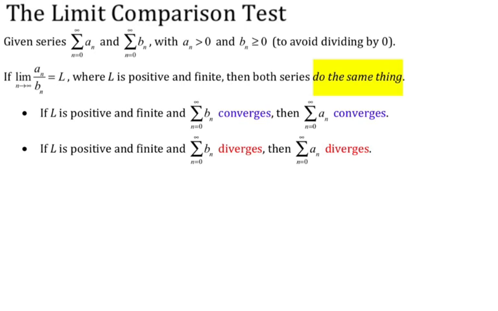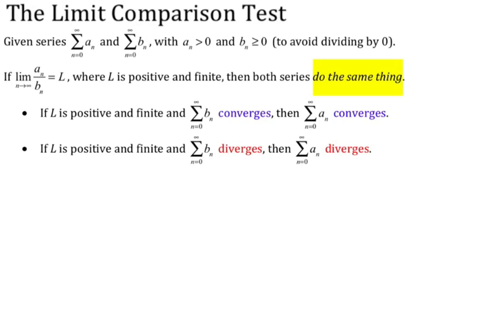If the limit as n approaches infinity of a sub n over b sub n is equal to L, where L is positive, which it will be because the terms are all positive, so I've never really understood that part. Positive and finite. Oh, I guess it has to be positive because it's not non-negative. You can't get 0 as your answer. You have to get a positive. Positive and finite. So you can't get 0, you can't get infinity. Then both series do the same thing. They either both converge or they both diverge. So if L is positive and finite and b sub n converges, then a sub n converges. If L is positive and finite and b sub n diverges, then a sub n diverges. They do the exact same thing.